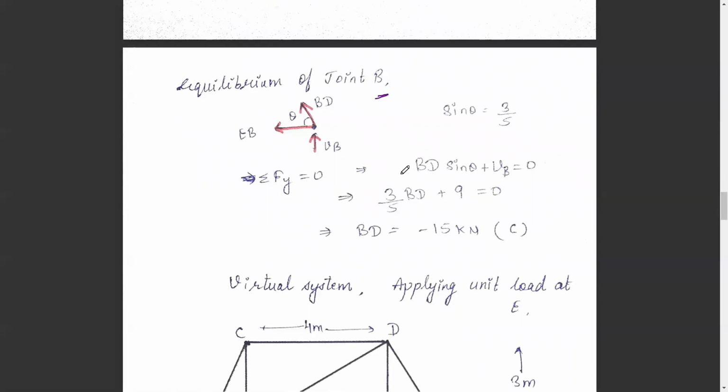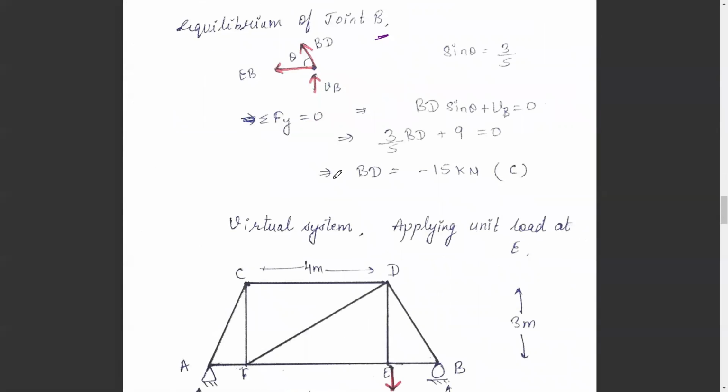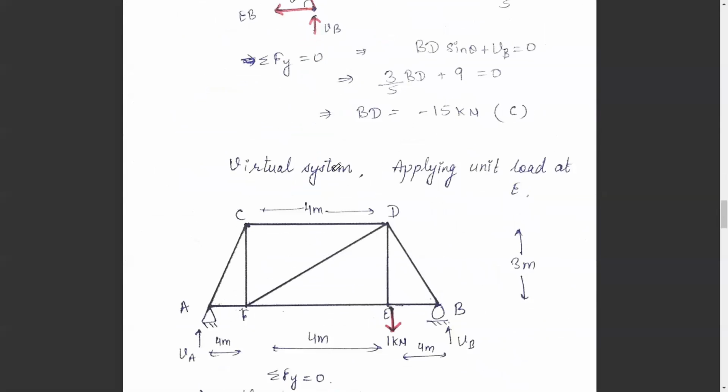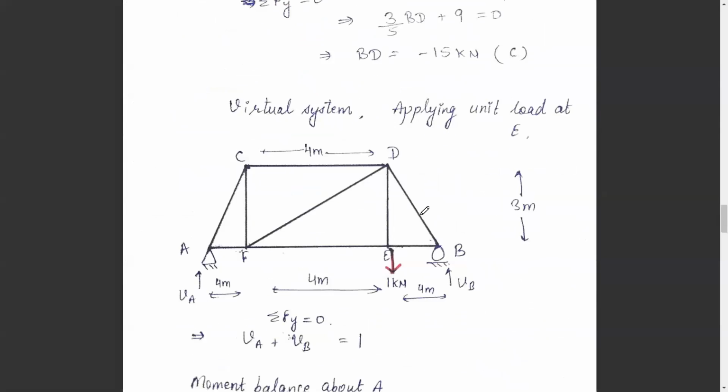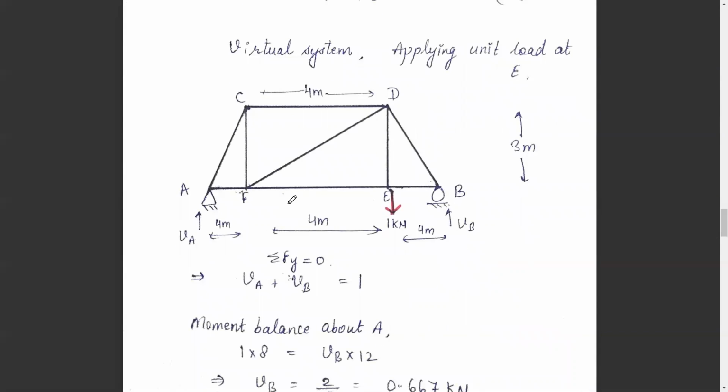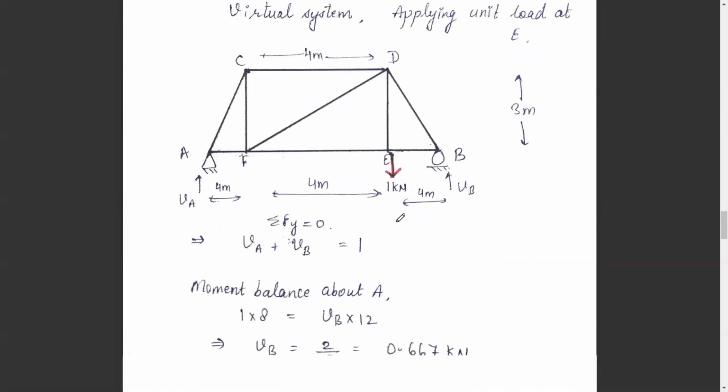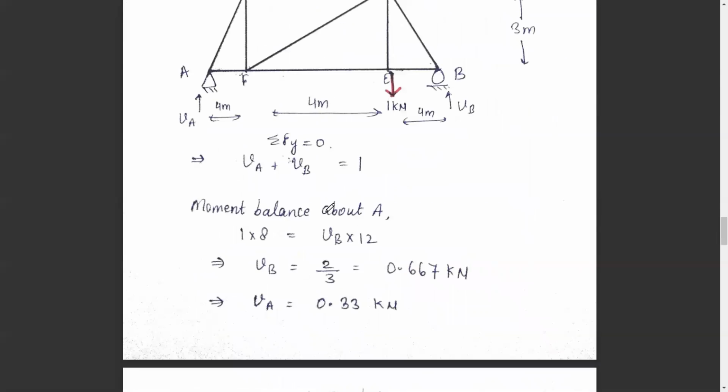After finding all these forces in the truss members, we will move to the virtual system by applying a unit load at the position where we have to find the deflection. Here, it is point E, and we would remove all the applied loads in the real system which were applied at C and F. Again, we would calculate the support reactions by applying force balance and moment balance.